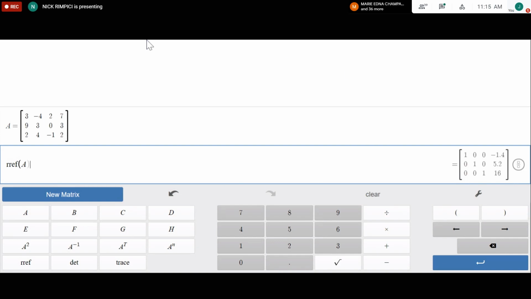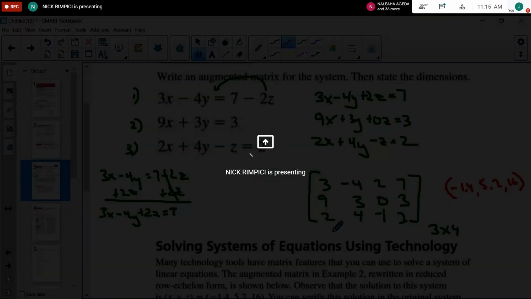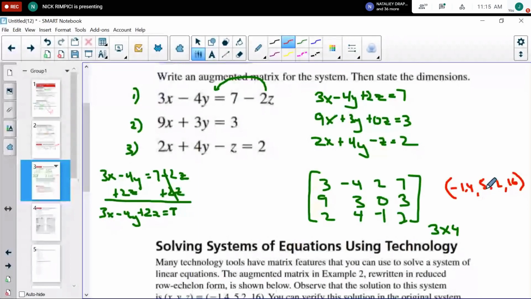Okay, let me bring us back to Smart Notebook. So that's the solution. Negative 1.4, 5.2, 16. So that's your X value, that's your Y value, and that's your Z value. If you want to list it, you could list it as X equals negative 1.4, Y equals 5.2, and Z equals 16. Normally I write the answer just like this because this is the same as this.